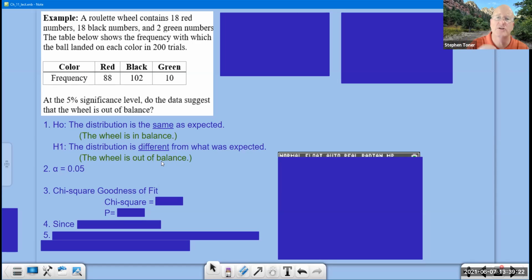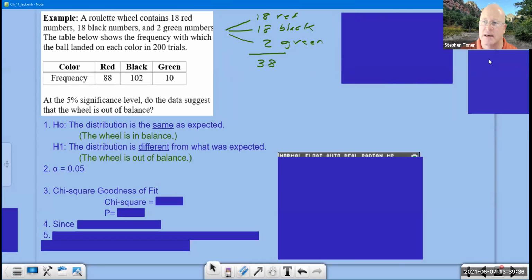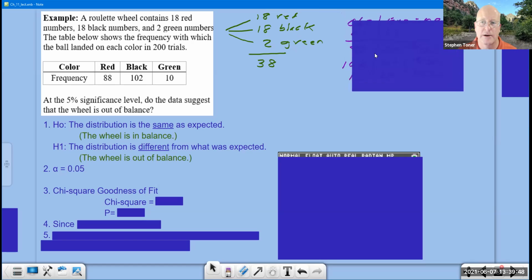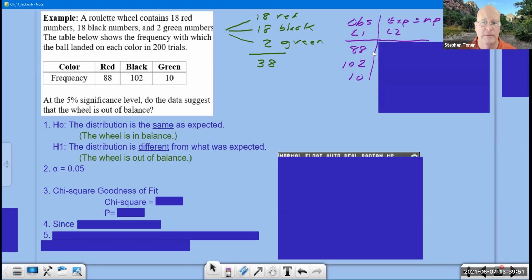Now, when it comes to actually doing the calculations, you're going, whoa, I need the observed and the expected values. Let me show you how I calculated these out. This is a little bit of a different problem. I said to myself, here's the distribution of the different spaces as described in the paragraph. And there's 38 numbers altogether. Then I went to my calculator, and in list 1, I typed in the observed values. That's the frequencies, 88, 102, and 10.